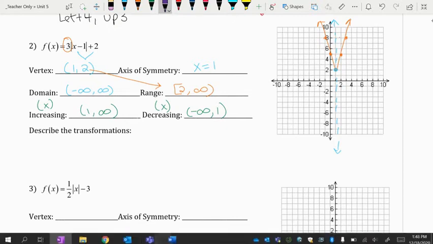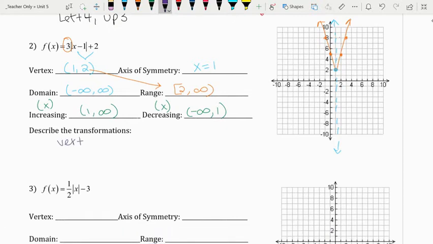From there, our transformations: the 3 is a vertical stretch of 3. The -1 means right 1. The +2 means up 2.